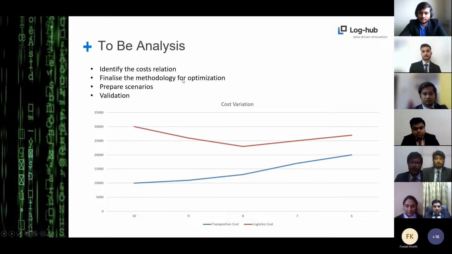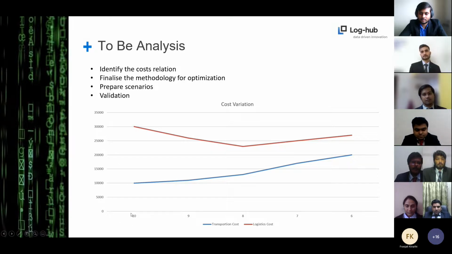What we understood from this is the cost relation. Your warehouse cost is always inversely proportional to your transportation cost, right? If your warehouse cost is increasing, your transportation cost is reducing. Similarly, when your warehouse cost is reducing, your transportation cost is increasing. Our job is to understand how it would impact the total logistics cost.